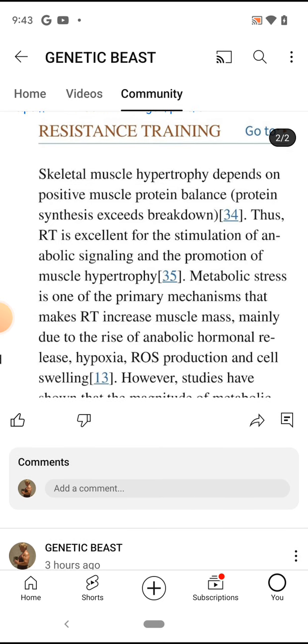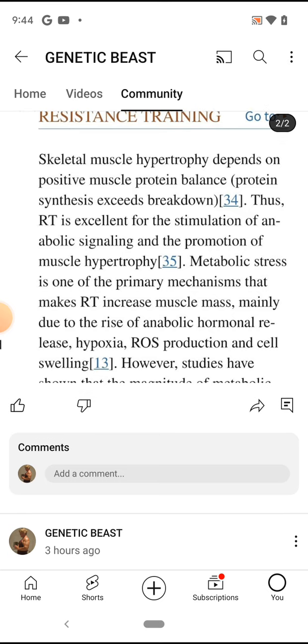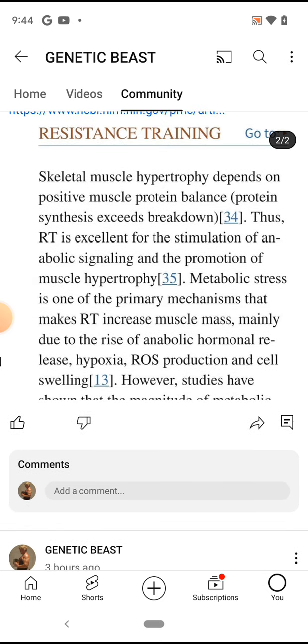Get it? Now, if you want that cell to grow mass on it through proteins, then protein synthesis needs to exceed that breakdown. But none of you are doing that in a gym. I try to explain this. None of you are eating in an anabolic growth state to exceed that protein breakdown, because proteins are being broken down all the time. Get it? Like it says here.